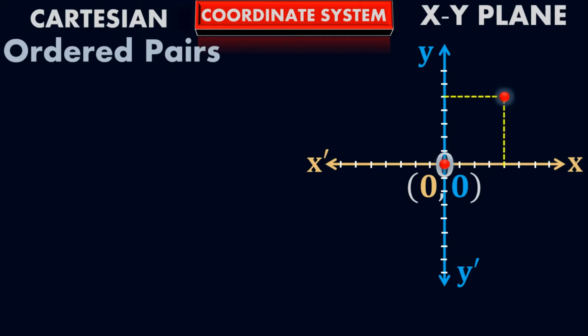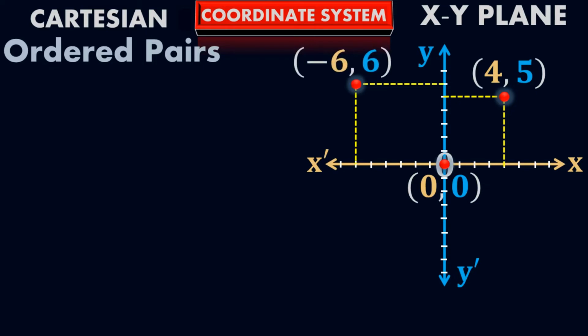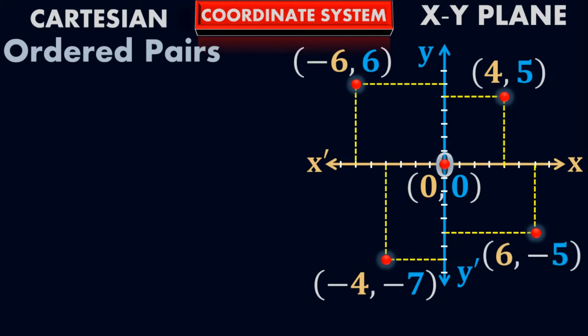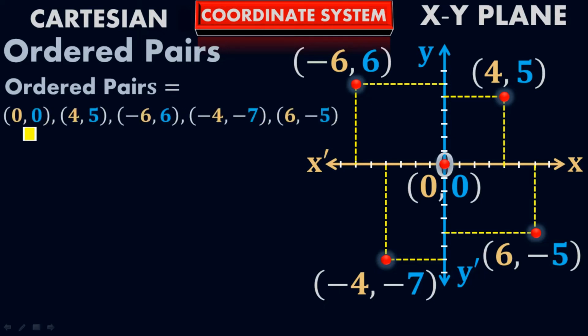At this point, we have positive 4 and positive 5 because it is in my first quadrant. Here we have negative 6, positive 6, which is in my second quadrant. At this point, we have negative 4, negative 7. It comes inside the third quadrant. At this point, we have positive 6, negative 5, which comes inside the fourth quadrant. So the ordered pairs are 0, 0, 4, 5, negative 6, positive 6, negative 4, negative 7, positive 6, negative 5. These are the ordered pairs.